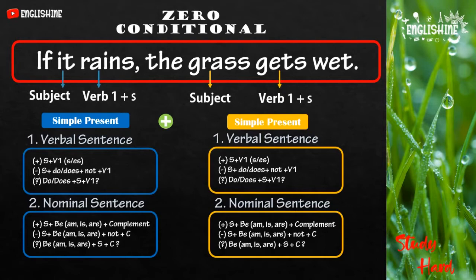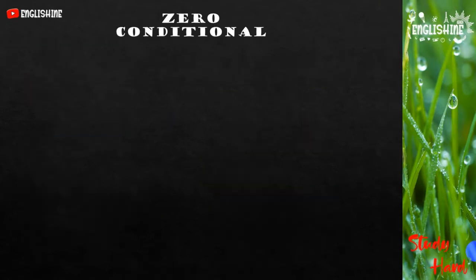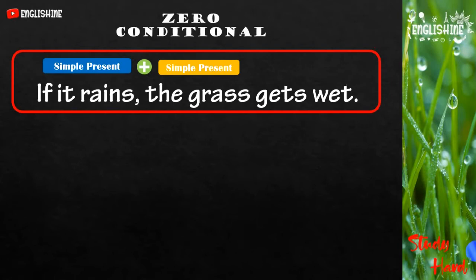In formulation, if you want to make if clause or main clause using simple present, you can use verbal sentence or nominal sentence. It depends on the situation you make it. If it rains, the grass gets wet. It is using simple present plus simple present.